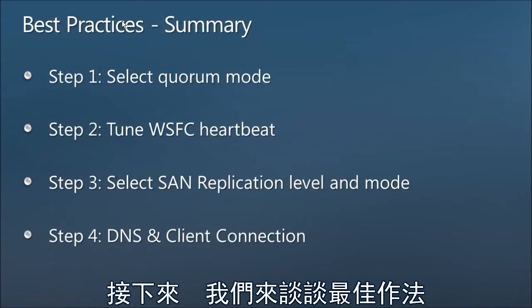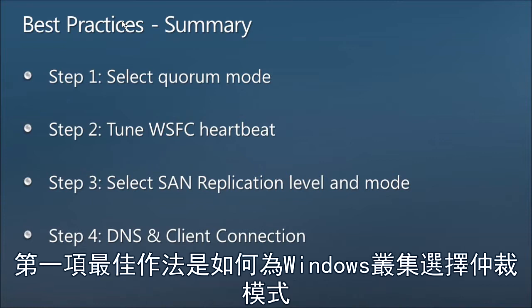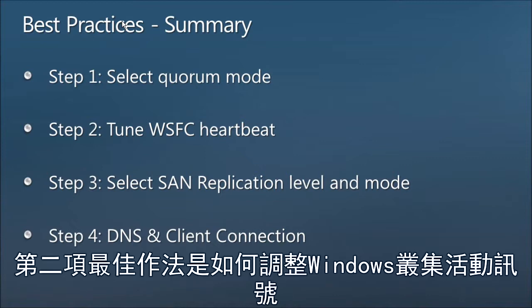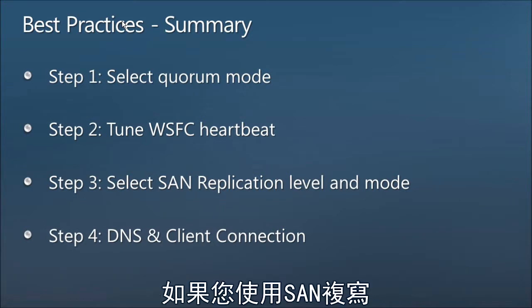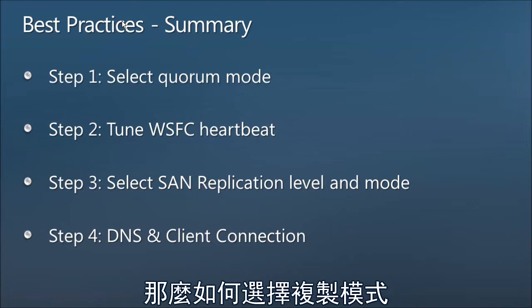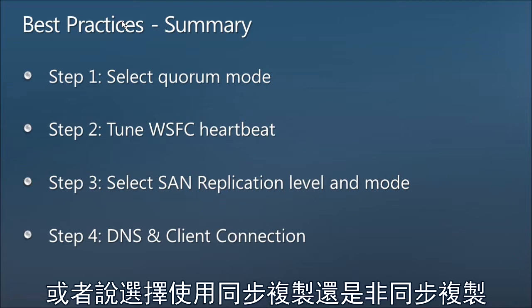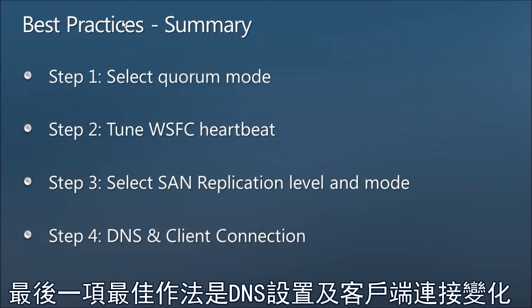Next, we'll talk about the best practices. The first one is how you should select the quorum mode for Windows cluster. The second one is how you should tune the Windows cluster heartbeat. Then, if you use SAN replication, how do you choose the replication level, or how do you choose between sync replication or async replication? The last one is the DNS settings, and also the changes to the client connection string.